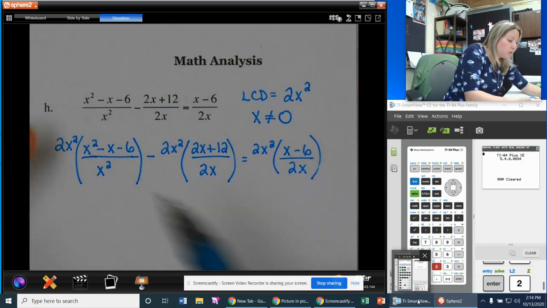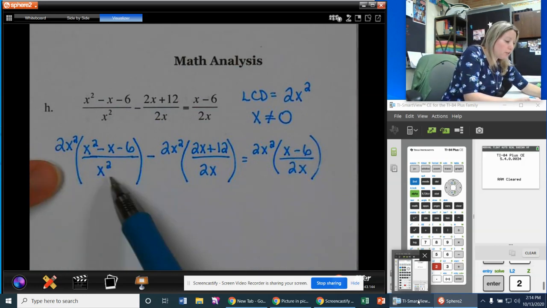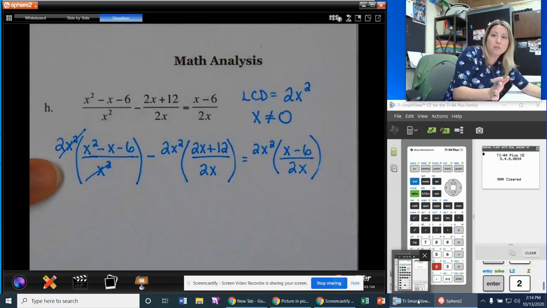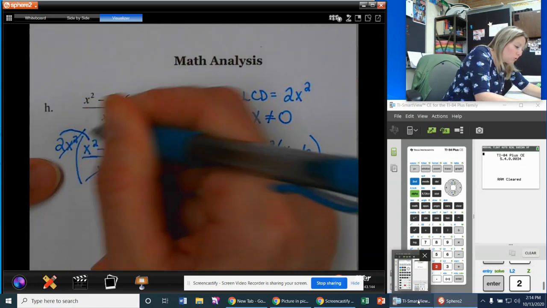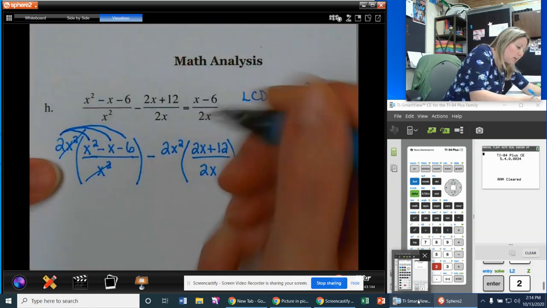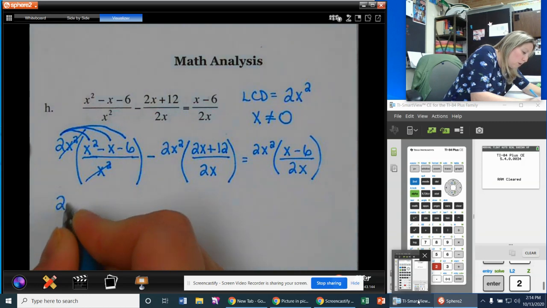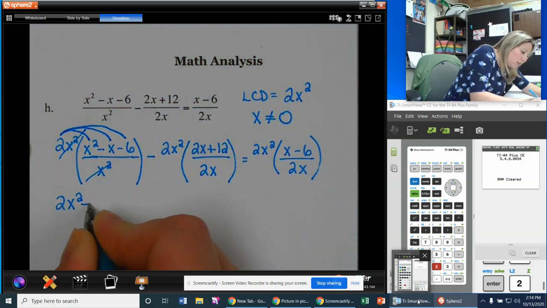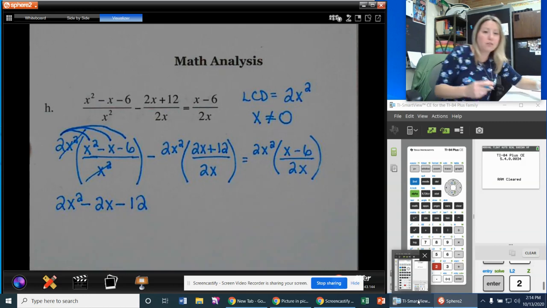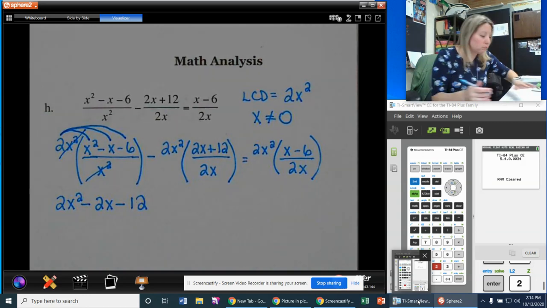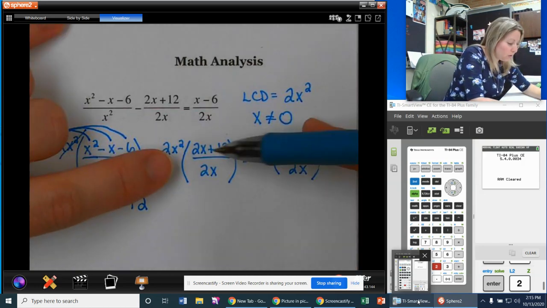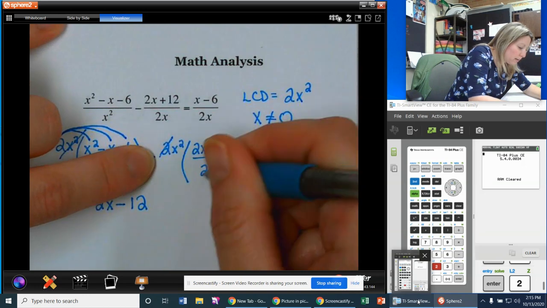So here, this one's going to be nice because the x squareds just completely cancel. So all I'm distributing in this numerator is the 2. So 2 times x squared and 2 times negative x and 2 times negative 6. So I get 2x squared minus 2x minus 12. That piece is done. Now, this negative is going to come into play, so be careful. First, let's just look. The 2's are going to cancel out. Okay.